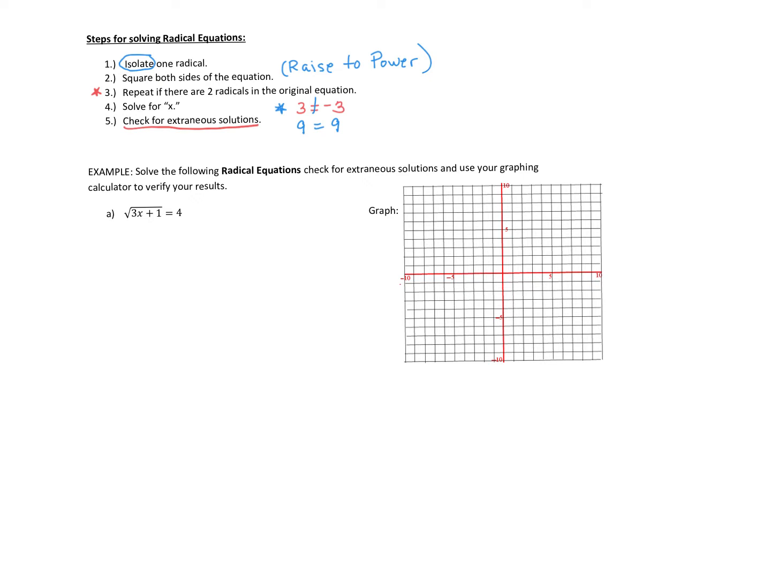So I like to use a mnemonic to remember this. We're going to isolate the radical. We're going to raise it to a power. We're going to solve, and we're going to check. So I use IRS check. And I like to say, call the IRS and tell them the check is in the mail. And if they don't answer, hang up and call again. In other words, go back, isolate the second radical, and go from there.